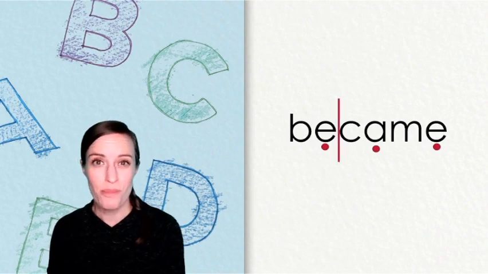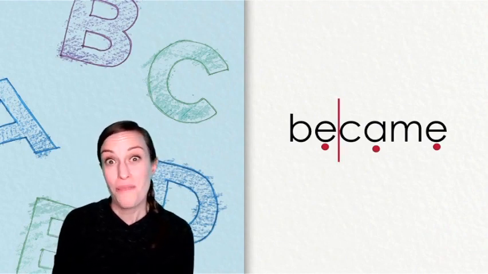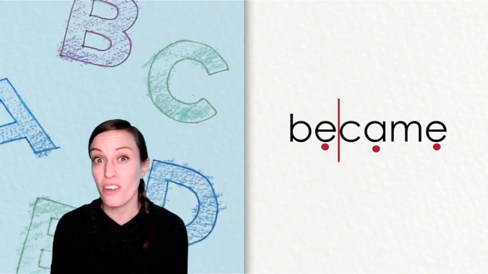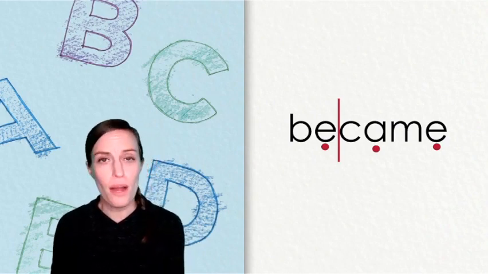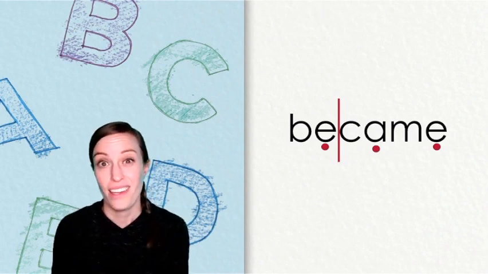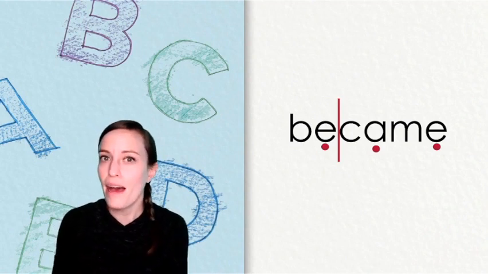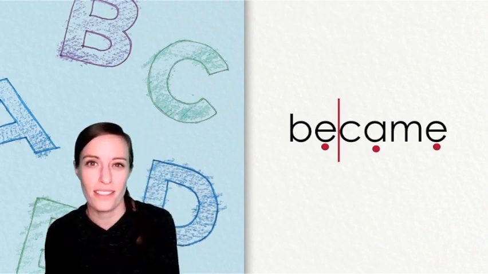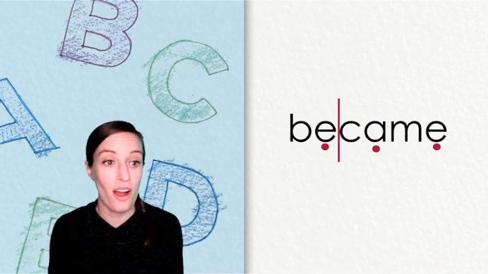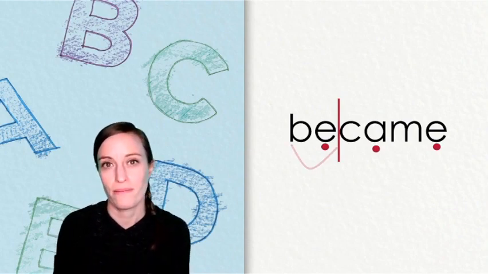We divide this word into syllables right after the first vowel because I noticed that the first syllable is actually a word that we know. It is the word be. This must be a compound word. That's a word that's made up of two smaller words. Compound words are always divided between the two smaller words.